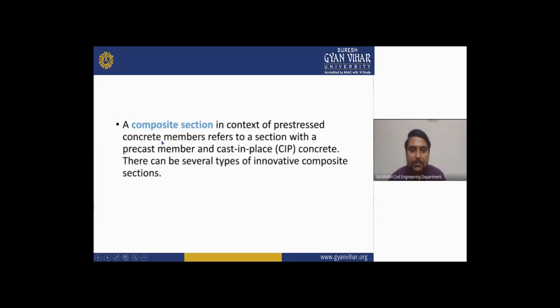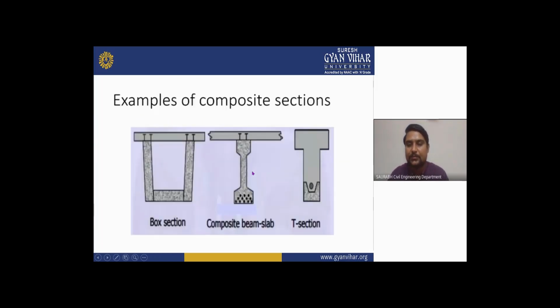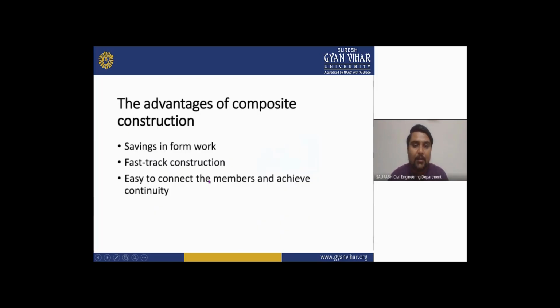Now we will see the composite material or composite section. A composite section, in the context of a pre-stressed concrete member, refers to a section with a precast member and cast-in-place concrete. There can be several types of innovative composite sections as we'll see here. This is your box section, this is a composite beam section, and this is your T section. Now we will see the advantages of a composite section. It saves formwork, allows fast track construction, and makes it easy to connect the members and achieve continuity.